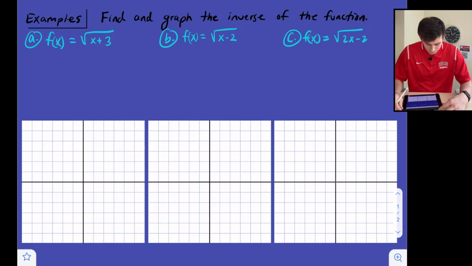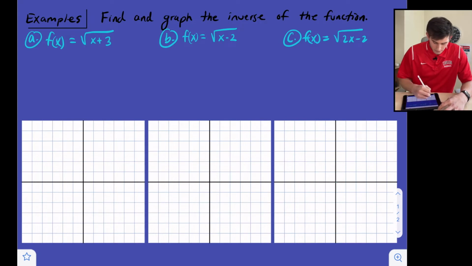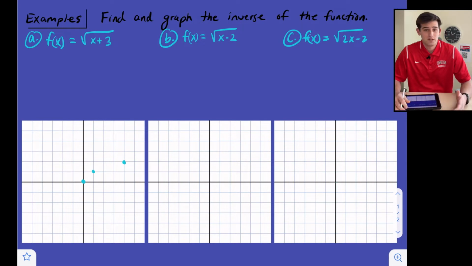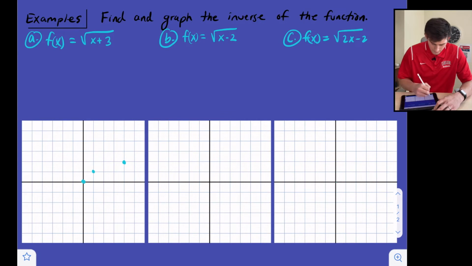All right, so for A, we have f of x equals the square root of x plus 3. So if we think about our parent function for our square root, we would have (0, 0), (1, 1), and (4, 2). Okay, so this plus 3 under the radical tells us to move these 3 points left 3. So 1, 2, 3, 1, 2, 3, and 1, 2, 3. Okay, so now we can erase these 3 points, and now we can graph our radical function right there.